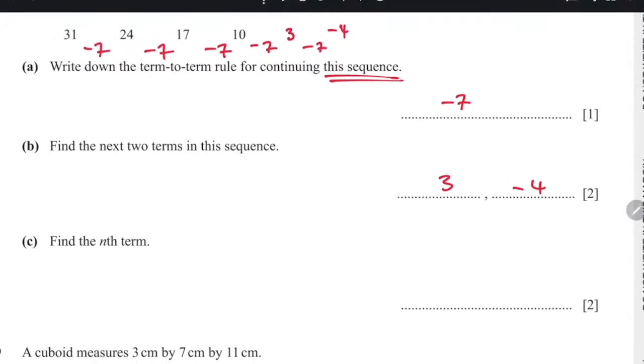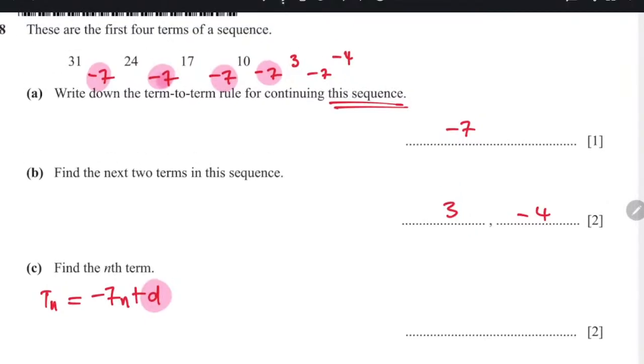Find the nth term. So if the difference here is negative 7, which is the same, that means your nth term starts as negative 7n. Then I now say plus some difference d. I'm just left with finding this difference. And how I find this difference, I say this minus that. What's 31 minus negative 7? What do you get? 38. So Tn is now negative 7n plus 38.